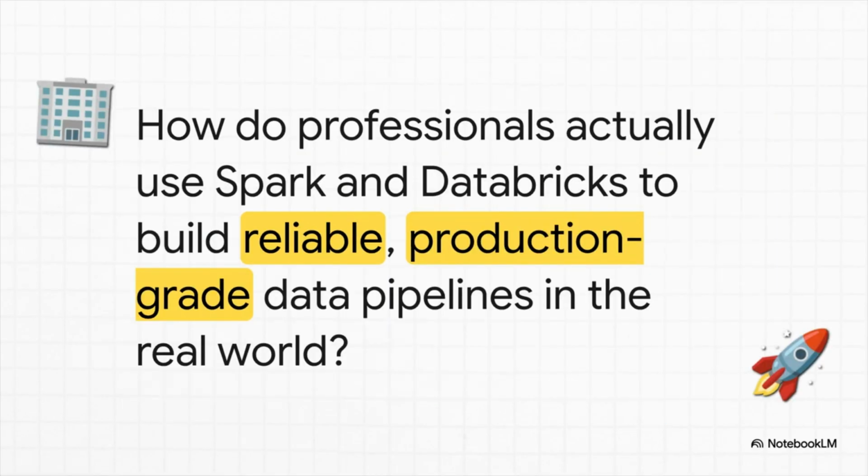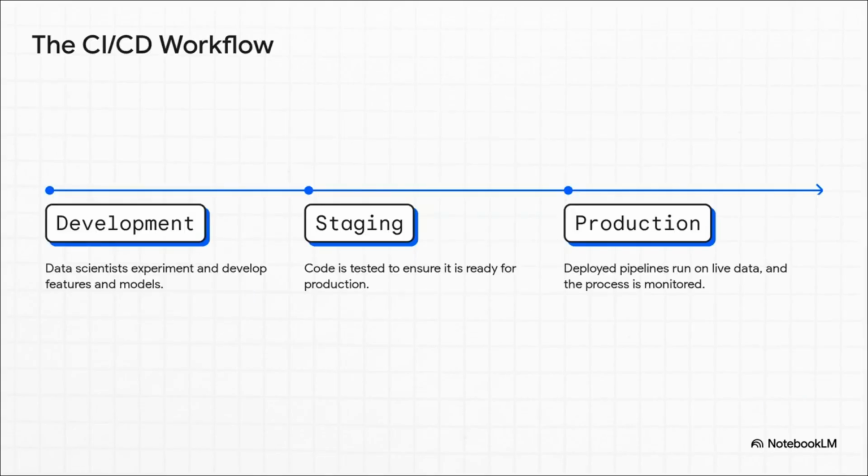All right, so we get the tech, we have the components. But let's switch gears a bit. How do people in the real world, professionals, actually use Spark and Databricks to build data pipelines that you can actually trust in production? Well, they follow a really structured process, usually called CI/CD. It's all about moving code through different stages. It all starts in a development environment. This is like a sandbox where data scientists can play around and experiment without breaking anything. Once their code looks good, it gets promoted to staging. This is where it gets put through the ringer with all sorts of tests. And only after it passes everything does it get the green light to go to production, where it actually runs on the real, live data.